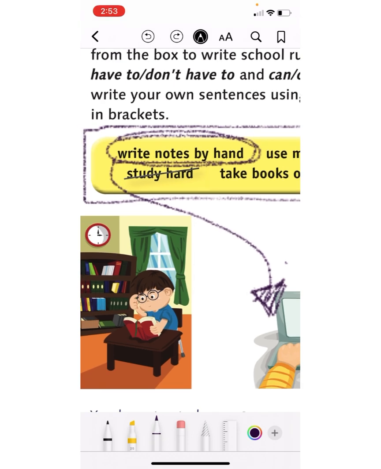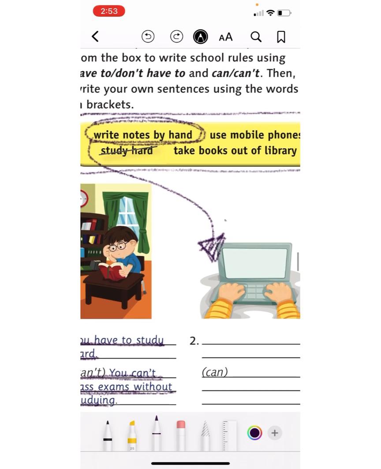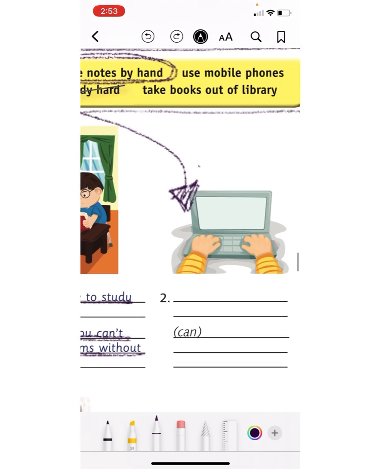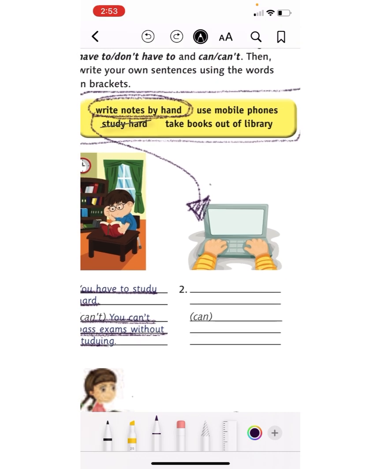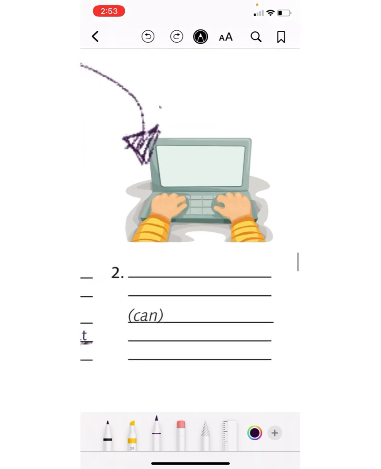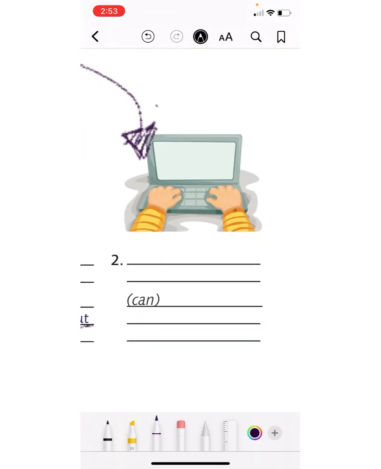You don't have to write notes by hand. يعني أنت مش مضطر. You don't have to write notes by hands. You can, تستطيع. You can write notes on computer. Excellent. Or you can use a computer. So again, you don't have to write notes by hand. مش مضطر إنك تكتب الملاحظات بإيدك. Why? Because you can use a computer.